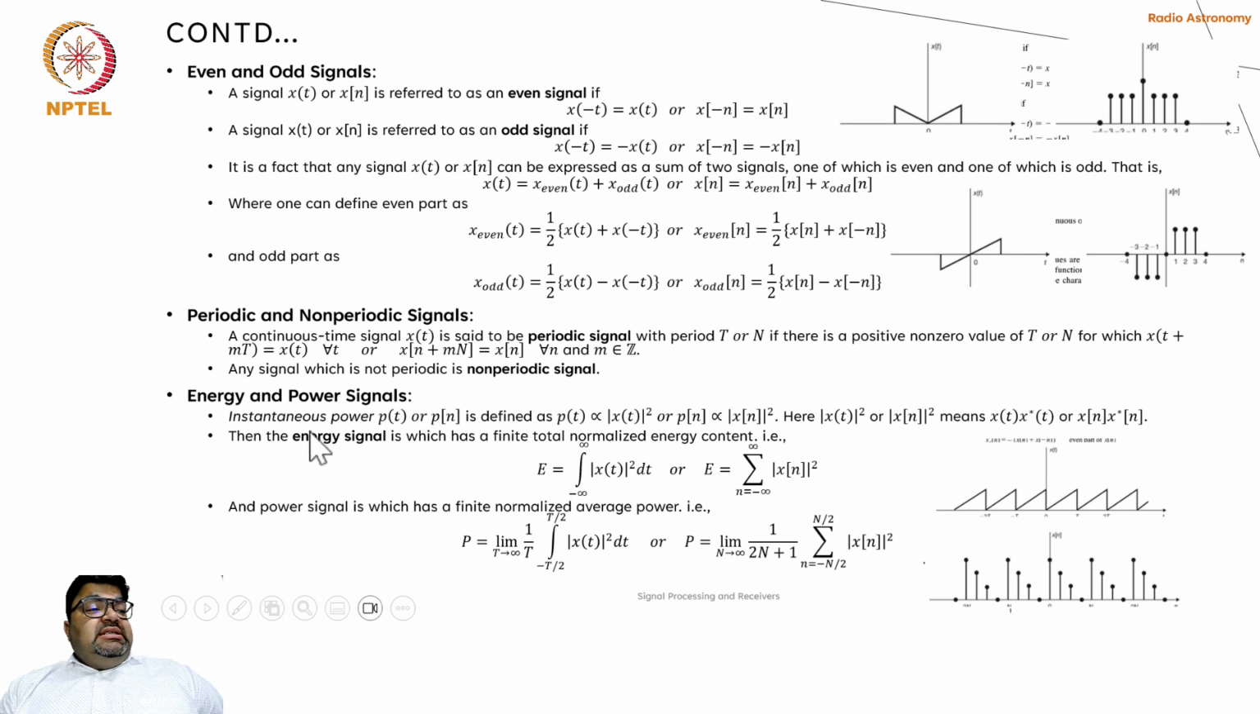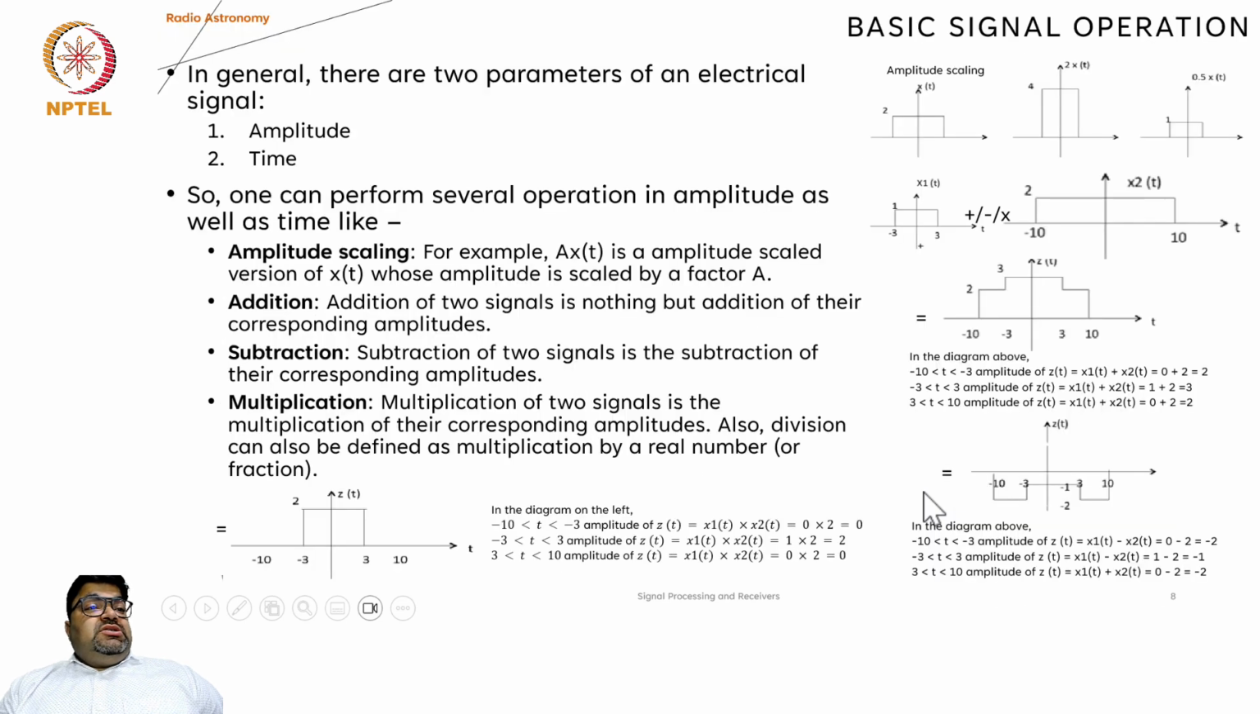Energy and power signals. Instantaneous power P(t) or P(n) is defined as P(t) proportional to x(t) squared, and P(n) is x(n) squared. Then an energy signal is given by the total normalized energy content, and a power signal by the total finite normalized average power given by this. So those are the basic signals we know of. Whatever we observe from the sky will be classified into one of them, and that way the operations become easier.